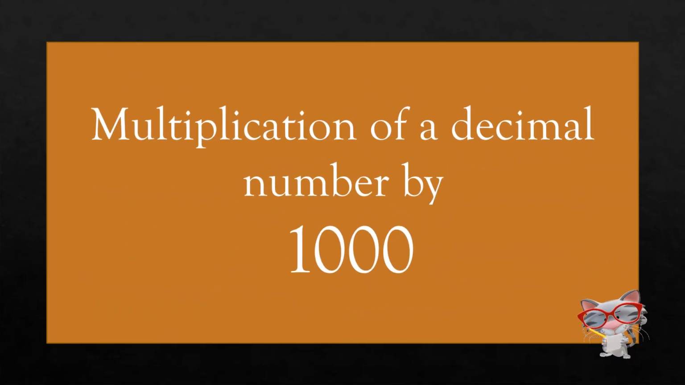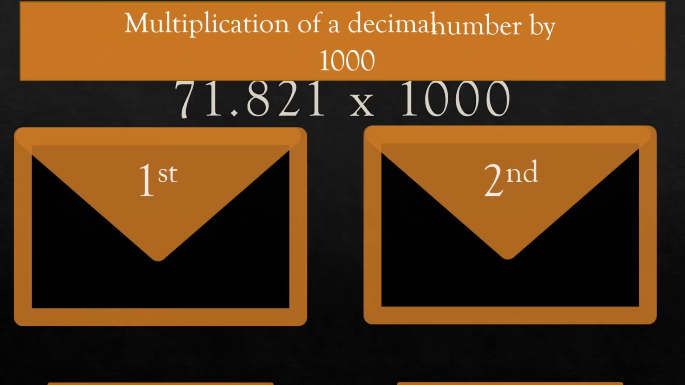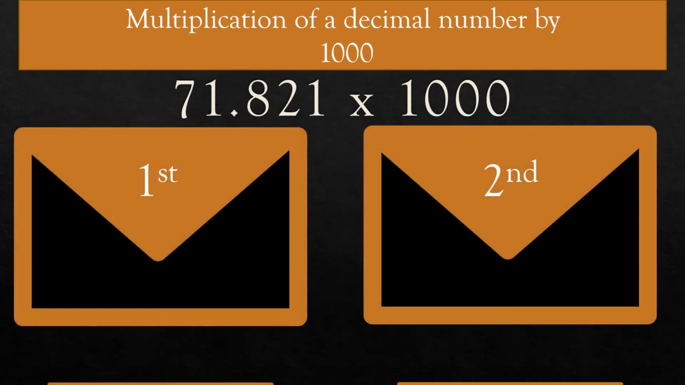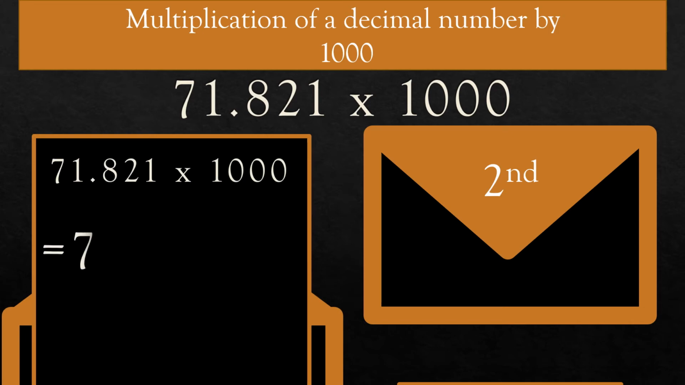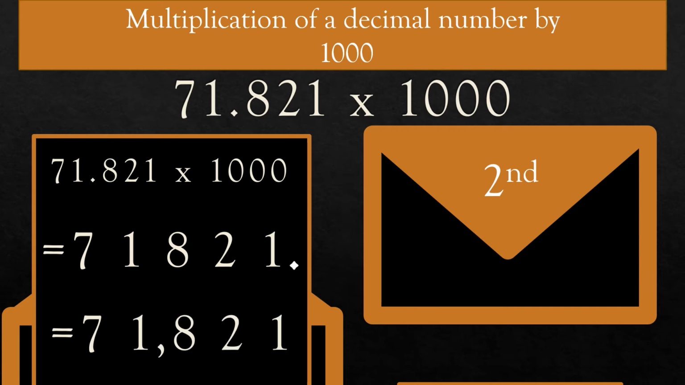Let us study multiplication of a decimal number by 1000. For example, 71.821 multiplied by 1000. There are two ways to solve this question. You can use any one of the methods. First way: multiply 71.821 by 1000, the decimal point shifts 3 places to the right. 1, 2, 3. So the answer is 71,821.